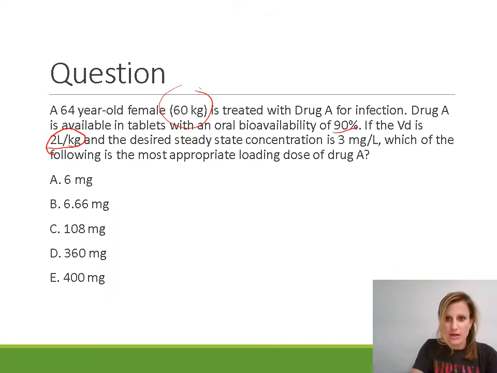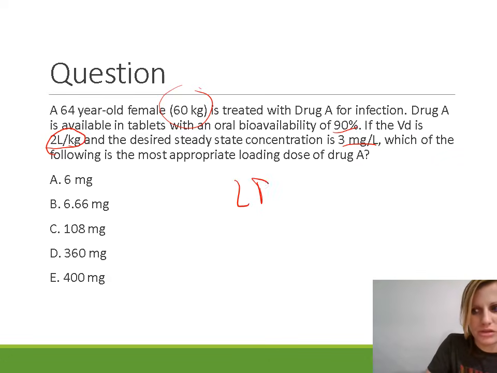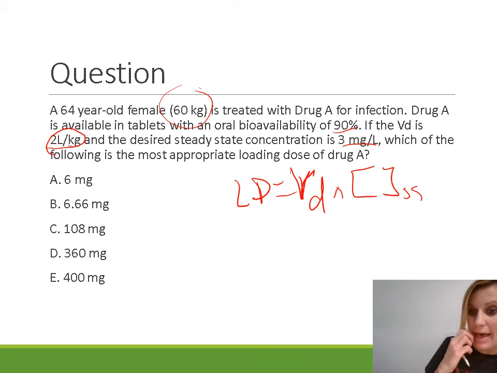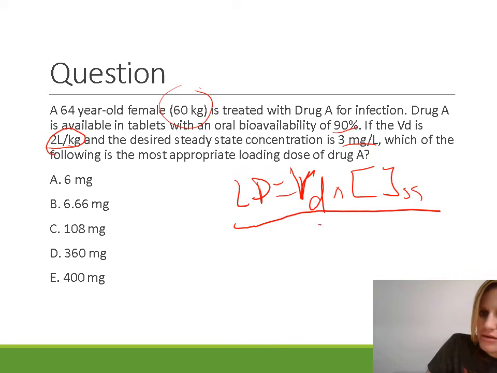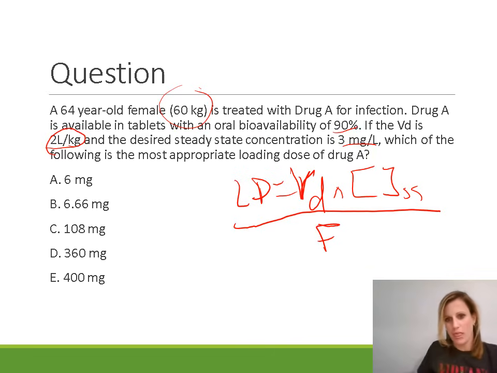And the desired steady state concentration, okay, so the concentration of this antibiotic that we're going to give is 3 milligrams per liter. That's what we need to get to in order for the bacteria to be killed effectively. So which of the following is the most appropriate loading dose? So remember, loading dose equals volume of distribution times the concentration that we want at steady state, divided by the bioavailability. Right, so what's my loading dose for this patient?